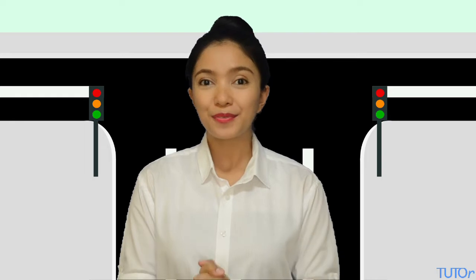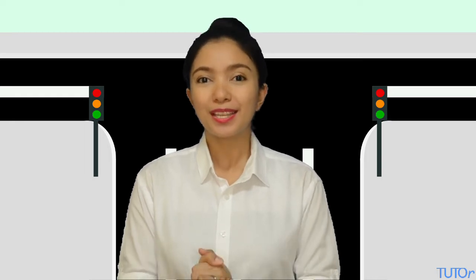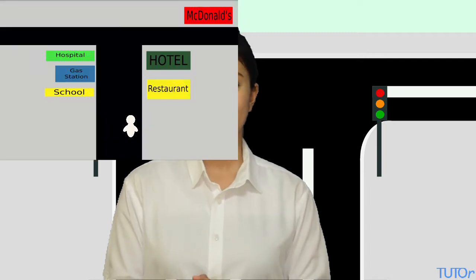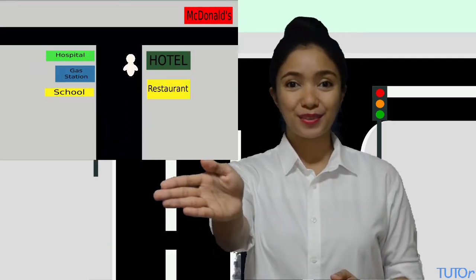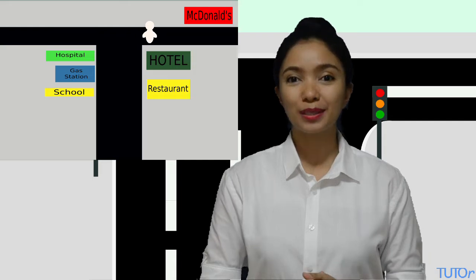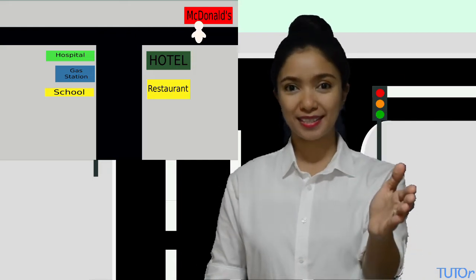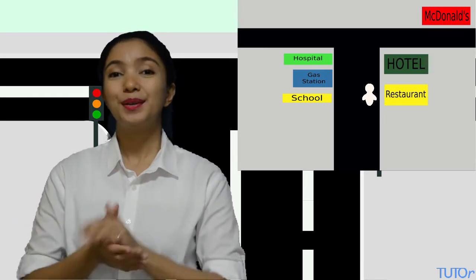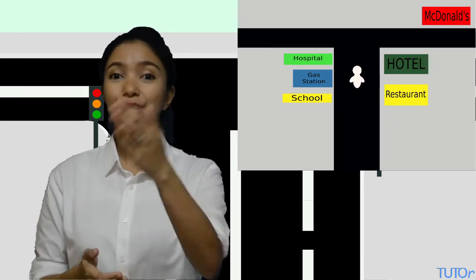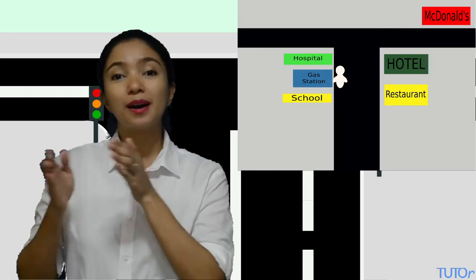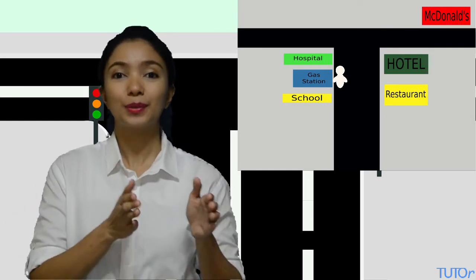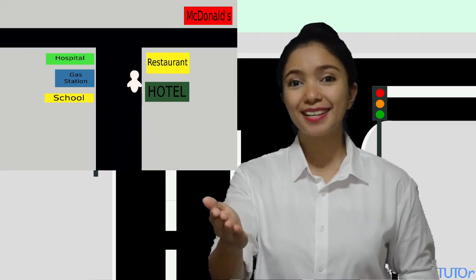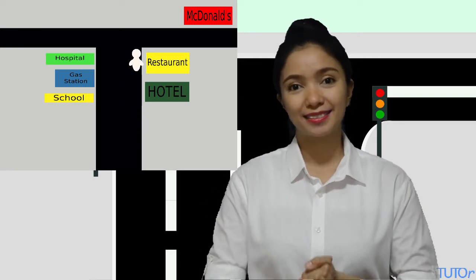Now let's have a few examples using these phrases. Are you ready? Turn right at the end of this road and you'll see McDonald's on the left. Walk straight this road and you will see the gas station on the left between the hospital and the school. You can see the restaurant on the right next to the hotel.